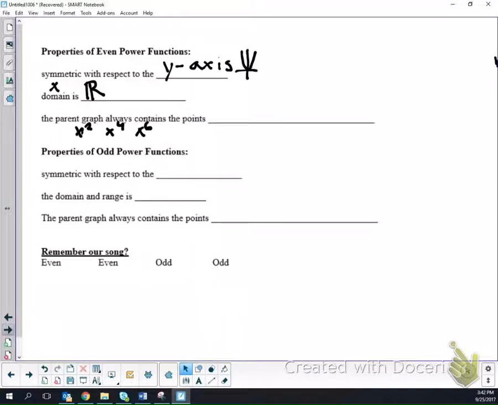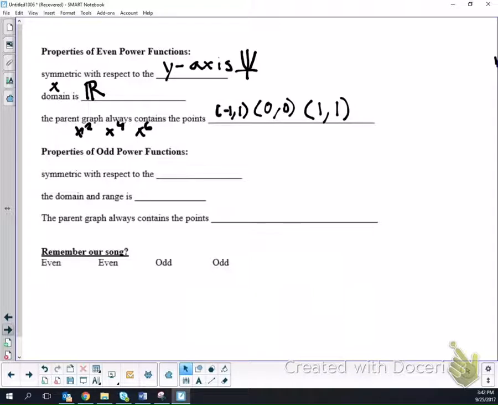And it's good to note what the parent does because all the children graphs are going to operate in a similar fashion. The parent graph is always going to contain the points (-1, 1), (0, 0), and (1, 1). And that's kind of what we saw with our graphs. They'd start up here at (-1, 1), then drop down to (0, 0), and then pop back up. That's what our even-powered functions will tend to do.